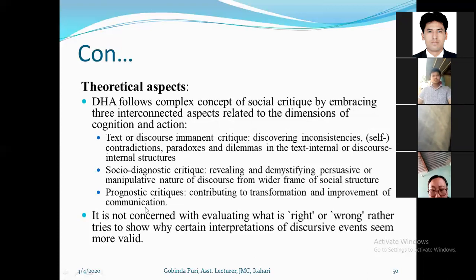Transformation. So it is not concerned with evaluating what is right or what is wrong. Rather, it tries to show why certain interpretations of discursive events seem more valid. Discursive events, discursiveness, you know that: in the process of meaning making, the nature of discourse goes one after another. It has a discursive nature, discursive events that have to be interpreted, and it shows how valid they are or not. It does not say that it is right or wrong.